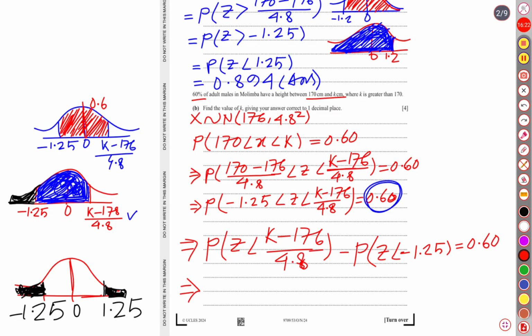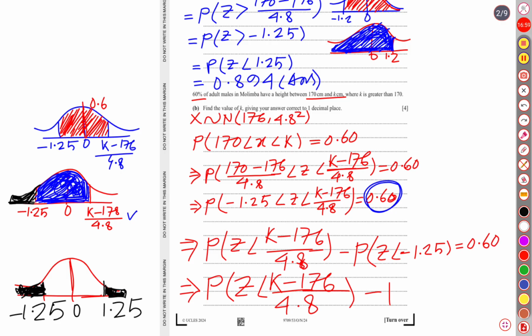So let us write here: probability of z less than (k minus 176) over 4.8, minus, look at this, in the previous case we have done also, it is 1 minus the probability from the whole. If we subtract the left part, we will get our tiny part.